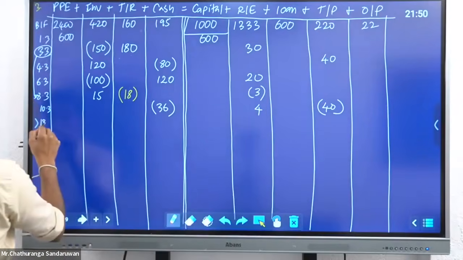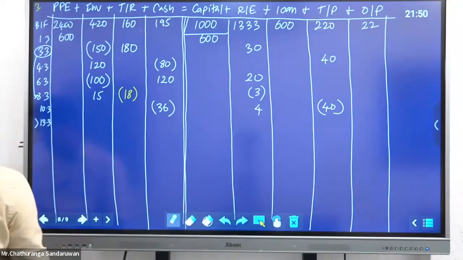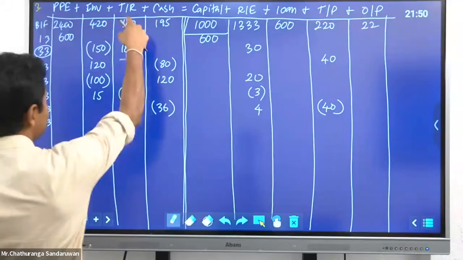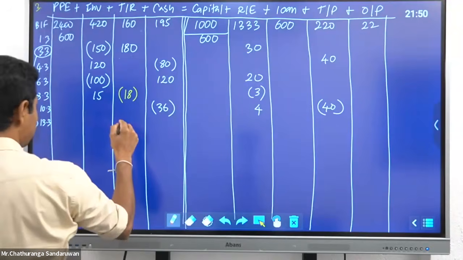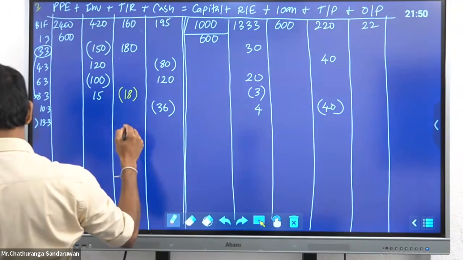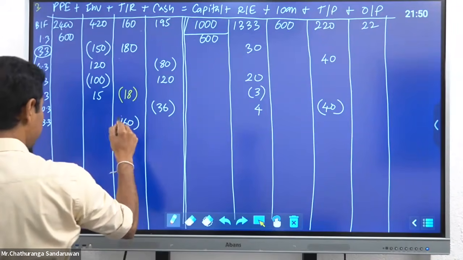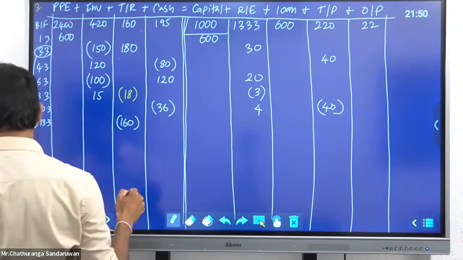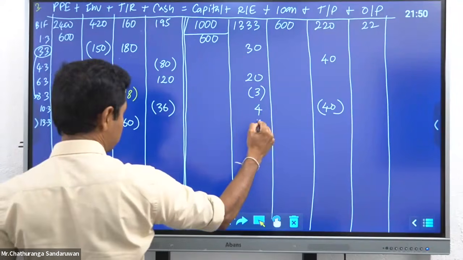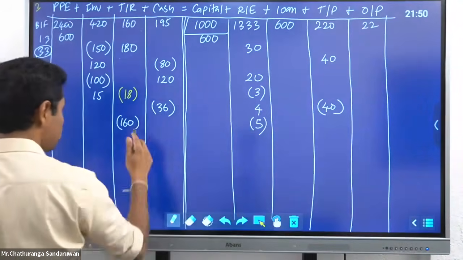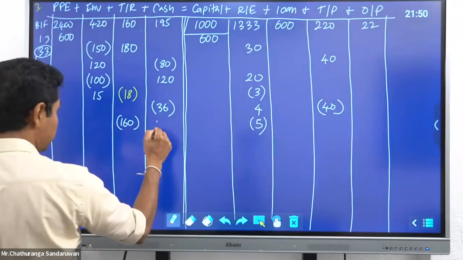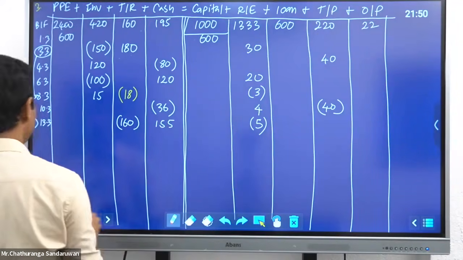Then 13th of March, cash was received from the trade receivables outstanding as at 1st March 2026 after allowing the 5,000 discount. Simple. So receivable at the beginning 160. It has been settled. 160 should be deducted from here. The discount given is 5. That's an expense. Therefore, deduct 5 from the retained earnings. So how much do we get? 160 minus 5, 155. Cash increased by 155.